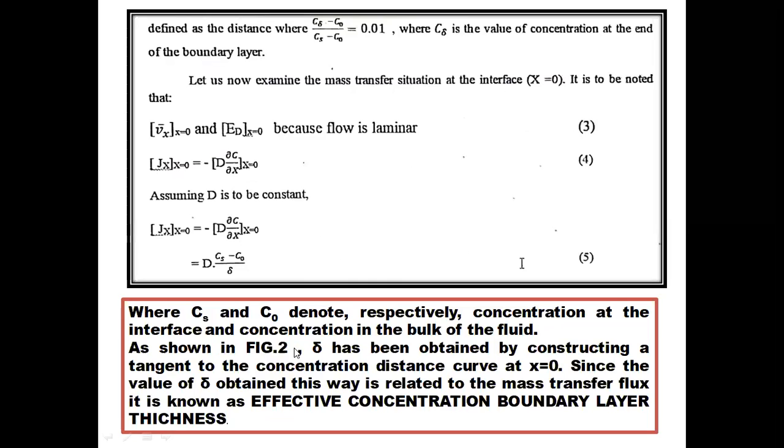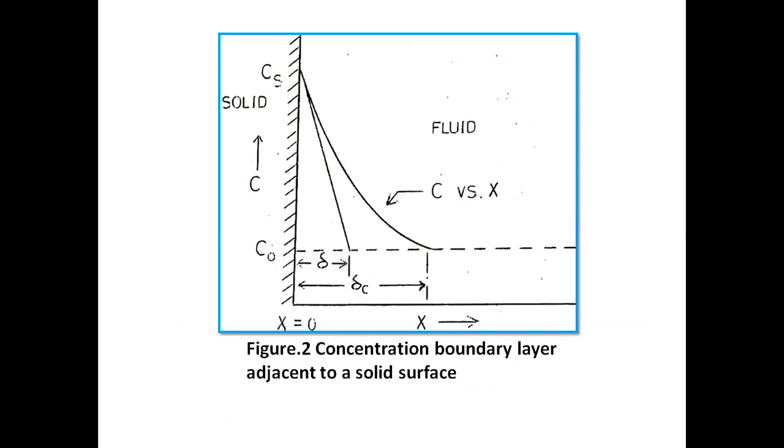As shown in figure 2, δ has been obtained by constructing a tangent to the concentration-distance curve at x equal to 0. So the value of δ obtained this way is related to the mass transfer flux. It is known as the effective concentration boundary layer thickness, δ_f. You see, this is the δ.